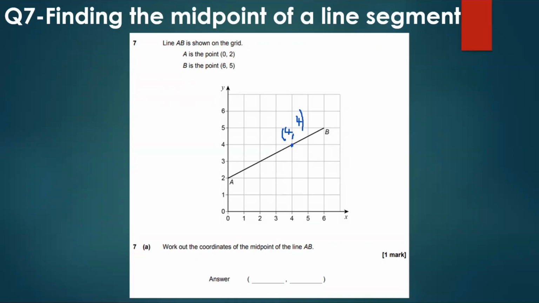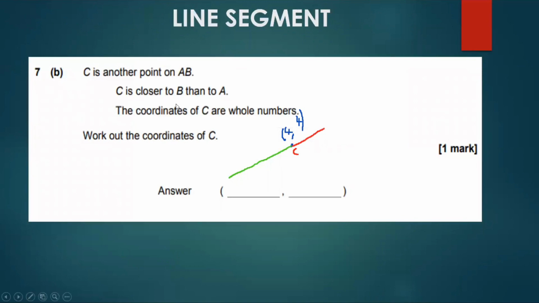So just drawing my arrows here. I'm going to change color here. So we can see that that line here, point C, is closer in length to this line, C to A. So we can clearly see visually that C is closer to B than A. So that's my answer for that. It's going to be 4, 4 for part B.